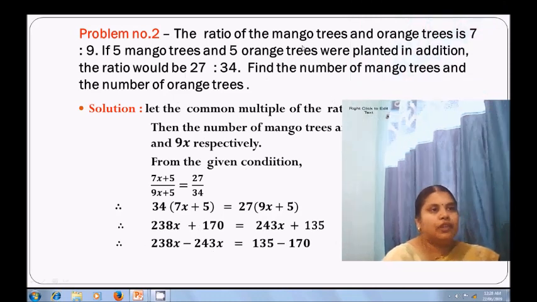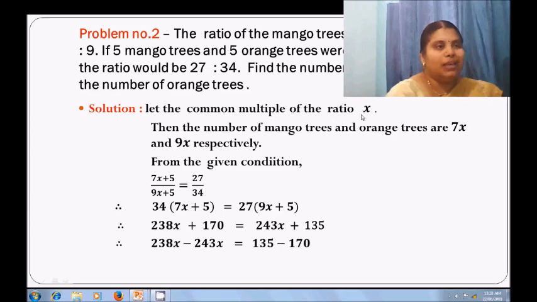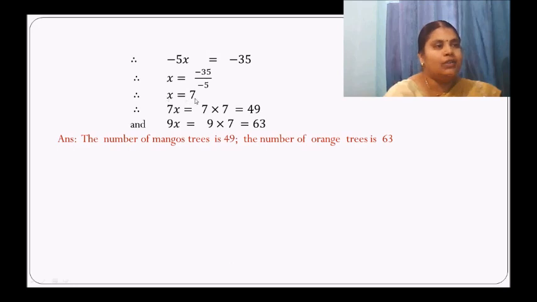Next problem. The ratio of the mango trees and orange trees is 7:9. If 5 mango trees and 5 orange trees were planted in addition, the ratio would be 27:34. Then find the number of mango trees and the number of orange trees. Let the common multiple of the ratio be x. Then the numbers of mango trees and orange trees are 7x and 9x respectively. From the given condition, we get this equation. After solving this equation, we have the value x is equal to 7.